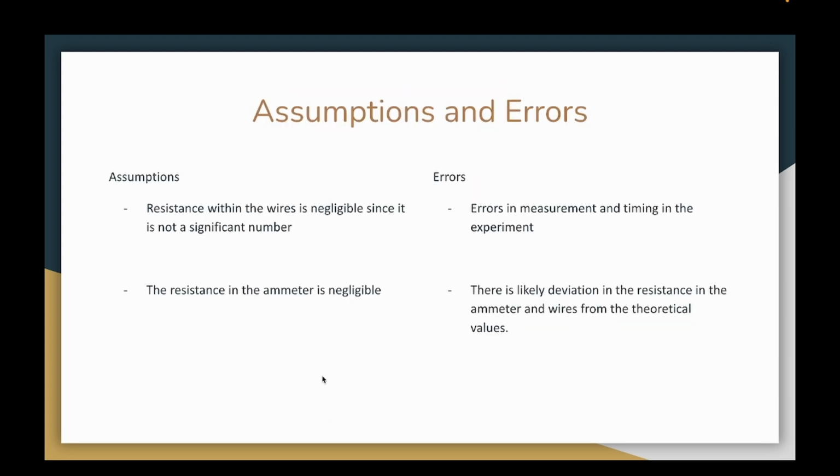So the assumptions and errors. The assumptions are that resistance within the wires is negligible since it is not a significant number, and that the resistance in the ammeter is also negligible. And the errors in measurement and timing in the experiment, so human error basically. And there likely is deviation in the resistance in the ammeter and wires from the theoretical values, as there likely is more in real life than theoretically.